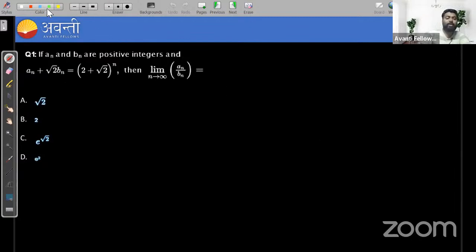So the first question is like this: if an and bn are positive integers, okay, so it is given that an and bn are 2 positive integers, and an plus root 2 bn is given as 2 plus root 2 whole to the power n, right? Then you need to find the limit as n tends to infinity of an upon bn.